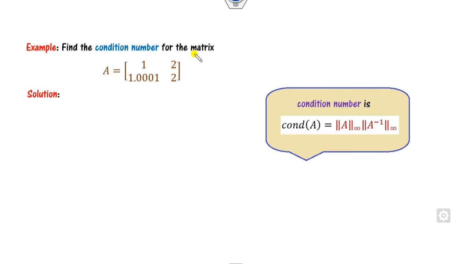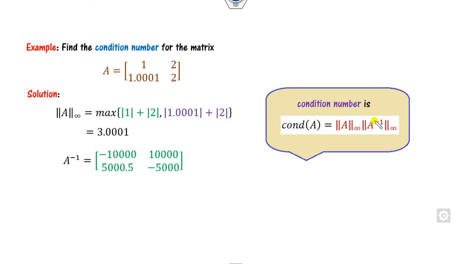Since the norm is not given to you, I can simply consider it as infinity. So what is the norm of infinity? We can take the maximum of the absolute sum of the first row and the absolute sum of the second row. The maximum value is 3.001. For finding the A inverse, we can find the A inverse, and then take the absolute sum of this.